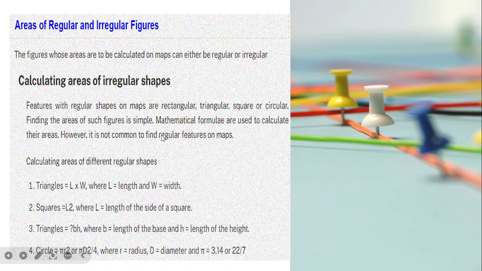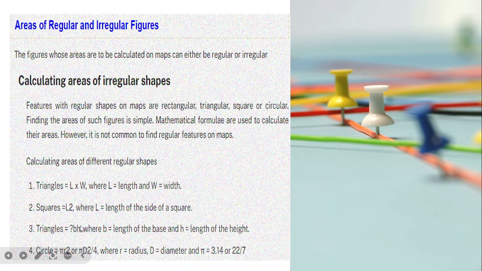However, it is not common to find such regular features on the map. We regularly find irregular shapes of these features on the map. Now, this is a brief on calculating areas of different regular shapes. Rectangle, you know that multiplying the length times width, you will get the area. Square, the same, length squared, whereby L stands for the length of the side of the square. So square, obtaining it, just L squared.